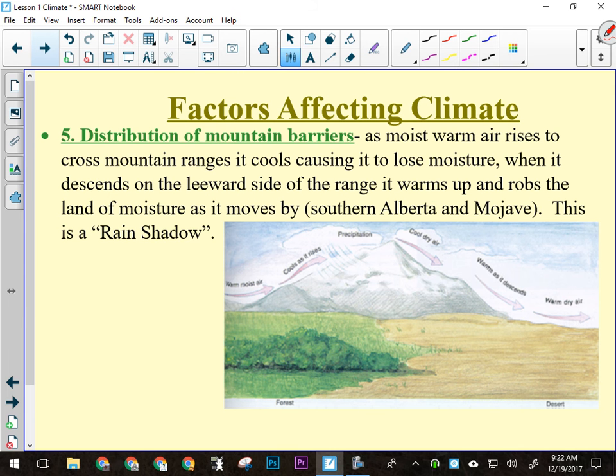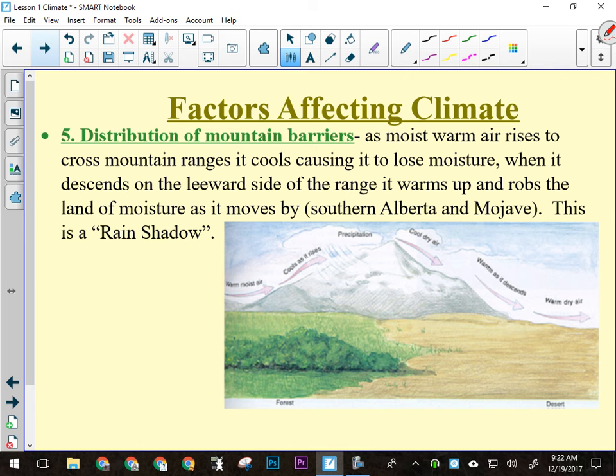All right. This is the one that affects us quite a bit. Next to latitude and altitude, this one affects climate in our area the most, right? And that is the distribution of mountain barriers. We are in what is called the lee of a mountain range. That is, we're stuck behind it. We're very close to it.